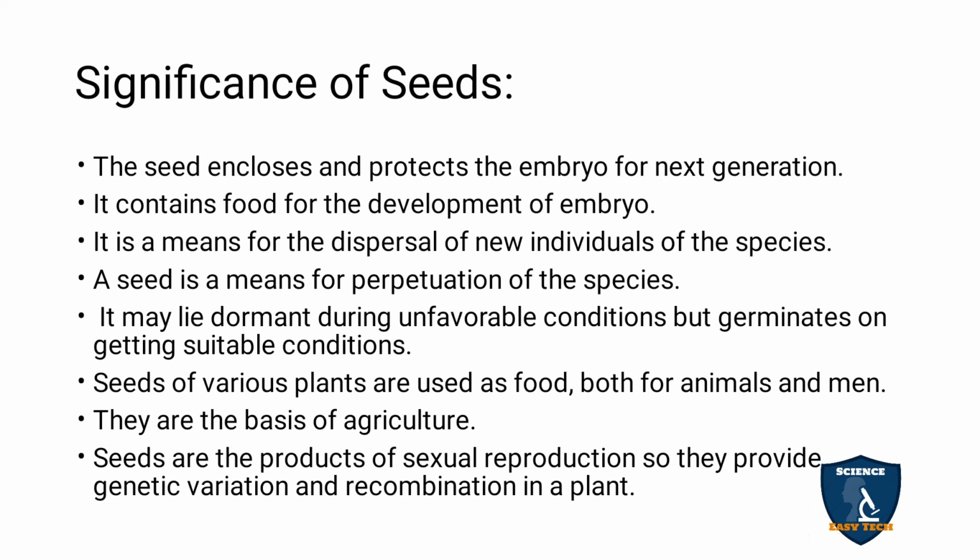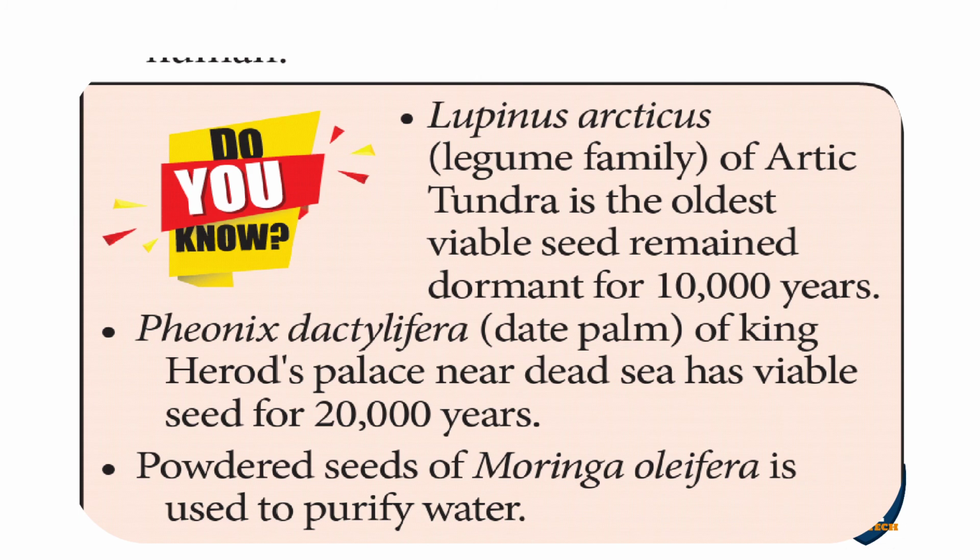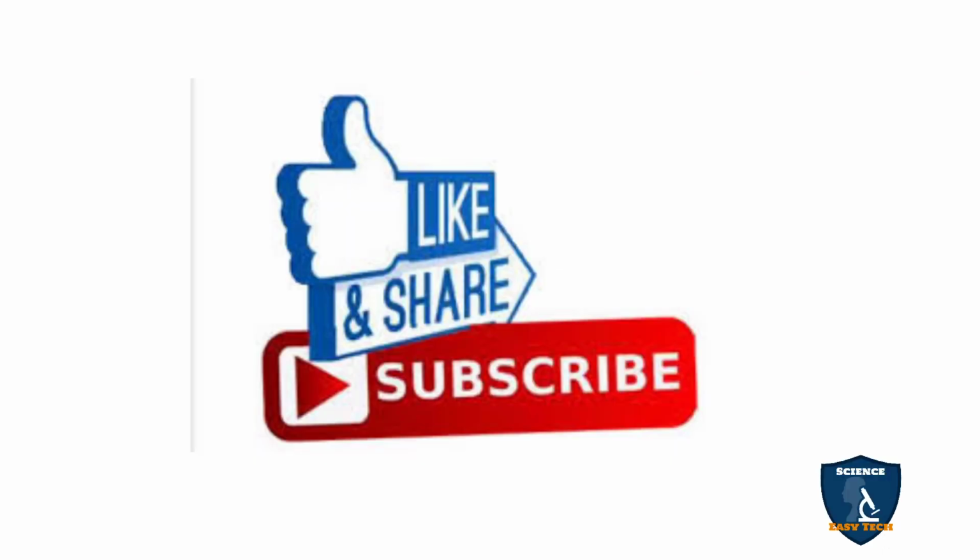Lupinus arcticus. This is a legume family plant. It is seen in the Arctic tundra region. It is the oldest viable seed, remaining dormant for 10,000 years. Phoenix dactylifera, the date palm, from the king Herod's palace near the Dead Sea, has a viable seed for 20,000 years. Powdered seeds of Moringa oleifera are used to purify water. So from that you can get 1 mark.